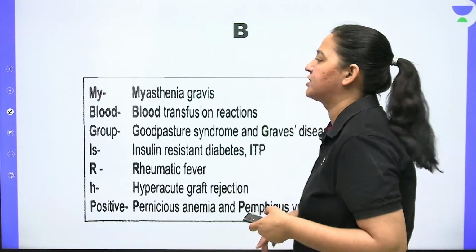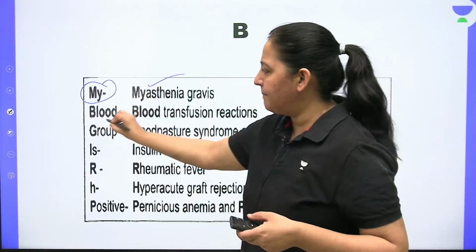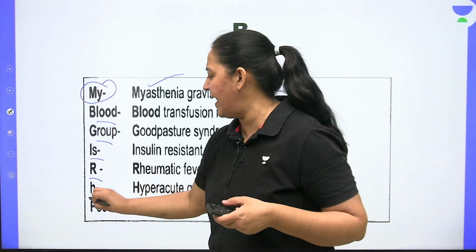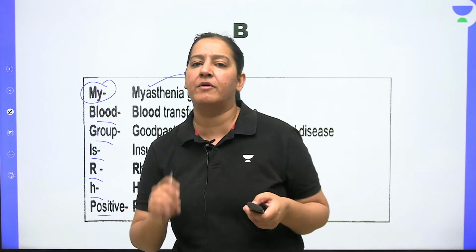My blood group is Rh positive. You can see, the M in my stands for myasthenia gravis. My blood group is Rh positive. So the best thing is to say these mnemonics and learn the full form of these mnemonics.